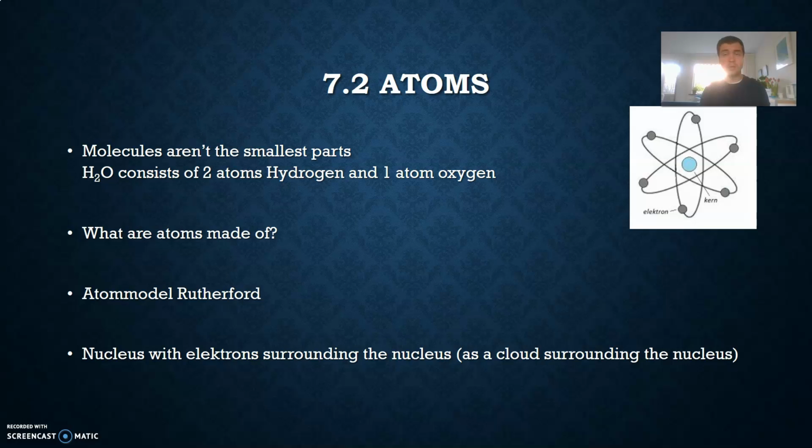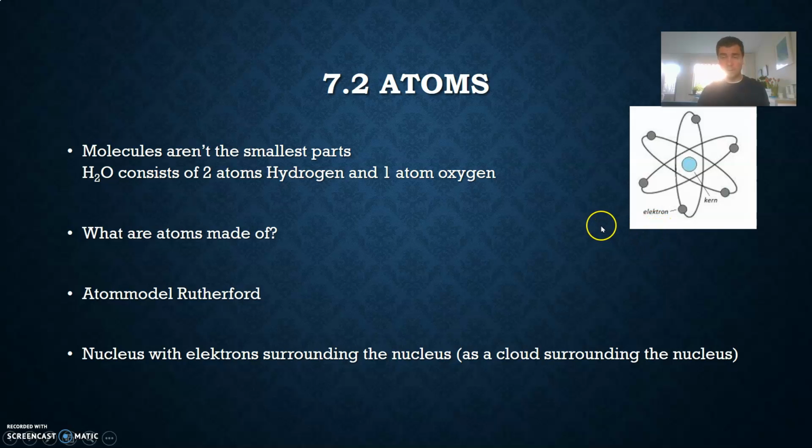Molecules are the smallest parts. At the beginning of the year, perhaps we said that they are really small, but molecules are made of atoms. So H2O consists of two atoms of hydrogen and one atom of oxygen. But what are the atoms actually made of? Well, to understand that, you need to know this atom model from Rutherford, and it's shown over here.